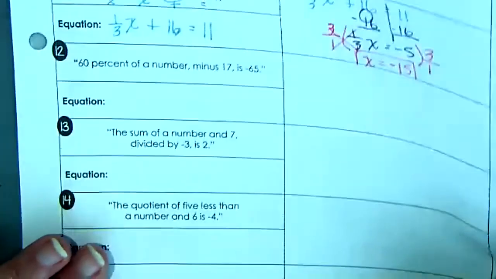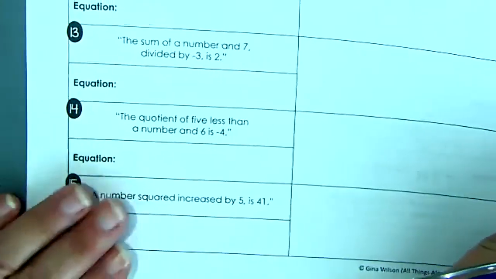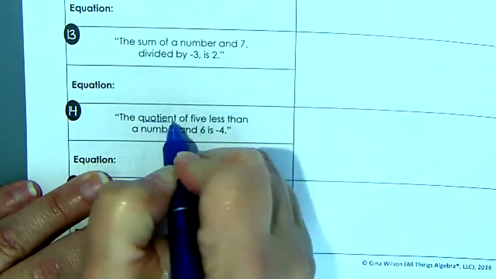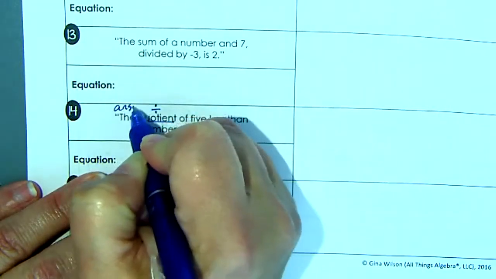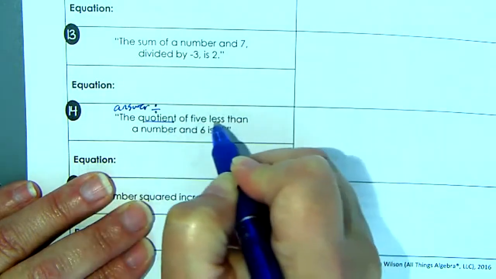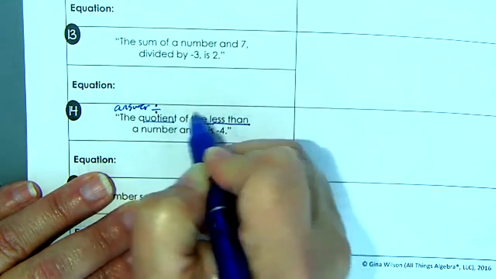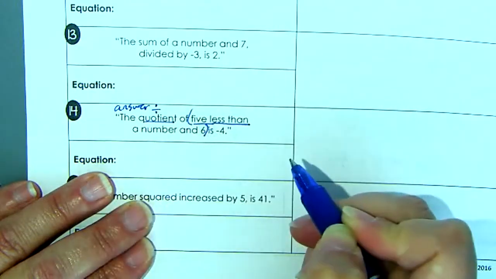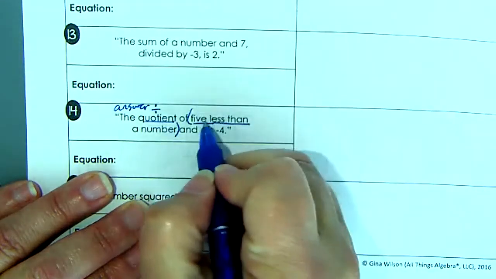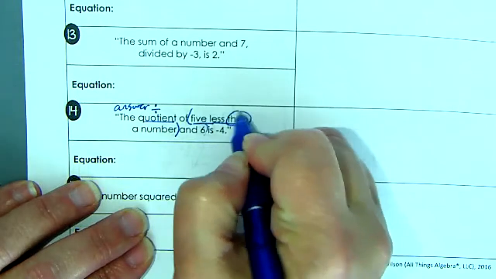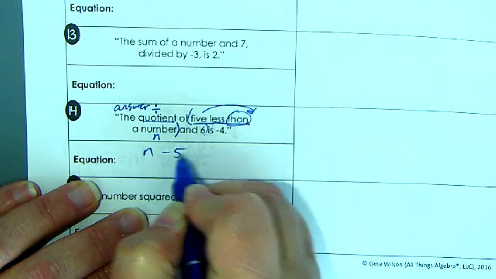Last example, number 13. Actually, I'm going to jump and we're going to do number 14. Number 14, quotient. That means division. So it's the quotient, which is the answer to, so the quotient of 5 less than a number. So I'm doing the 5 less than, it's the quotient of all of this. It's the quotient of 5 less than a number. So that's less than. That means the 5 moves behind. I'm going to have -5. A number is n. So it's going to be n minus 5.